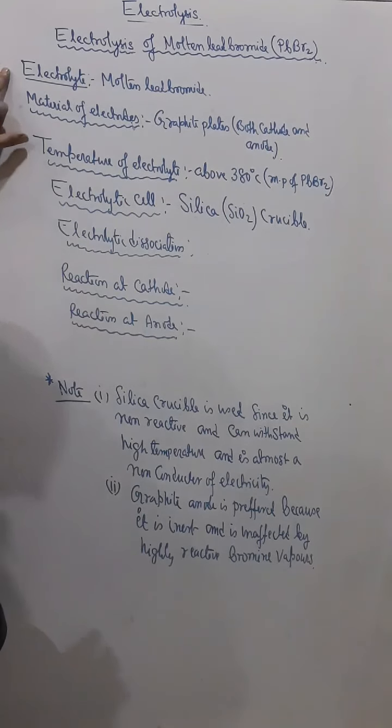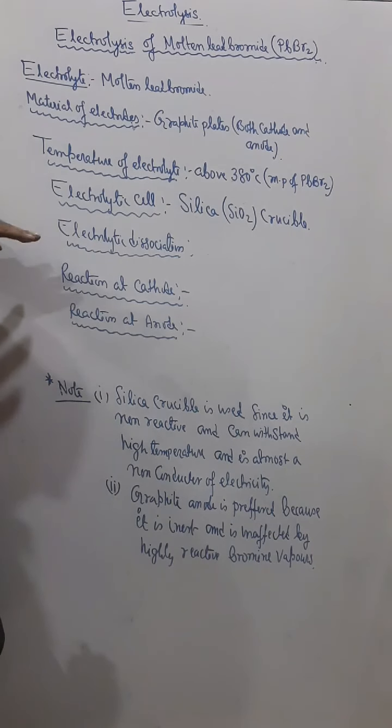So the electrolyte we are using here is molten lead bromide. Material for the electrodes we take as graphite plates, both cathode and anode. Temperature of the electrolyte should be above 380 degrees Celsius. That is in fact the melting point of lead bromide.